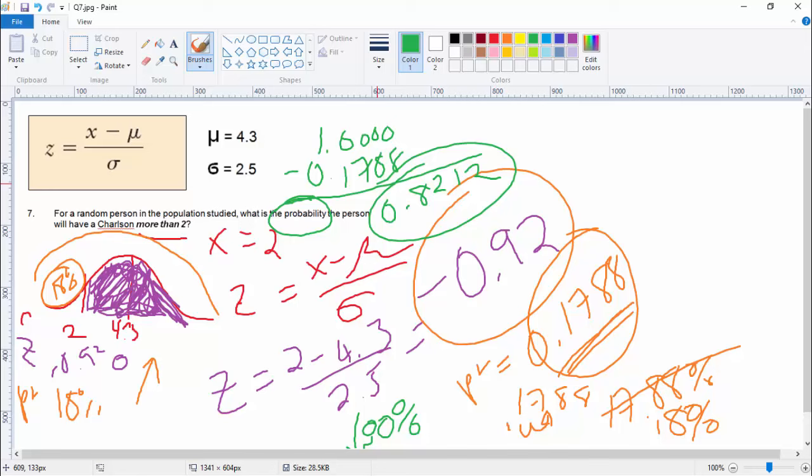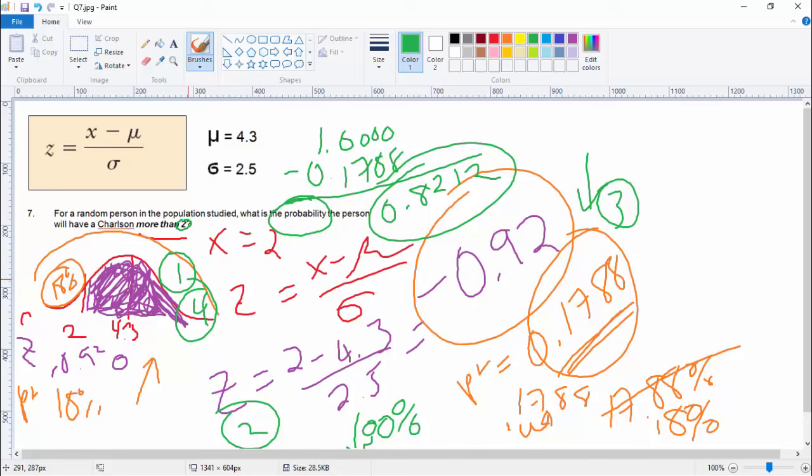We read the question, then we drew the picture to make sure we knew what we were doing. Then we figured out where x was and we calculated the z. Okay. Then we looked up the probability for this z in the table, right? In the z table. So that was number 3. And then finally 4 again. See, I'm going to put a 4 over here.